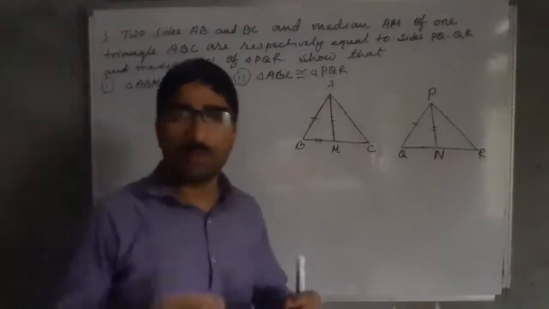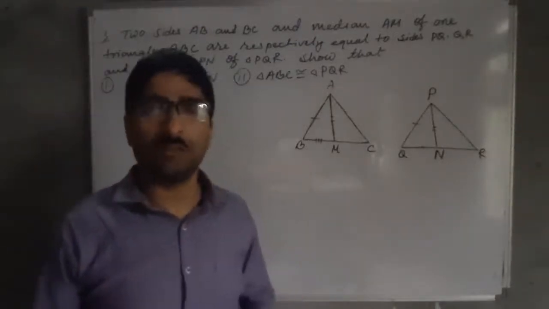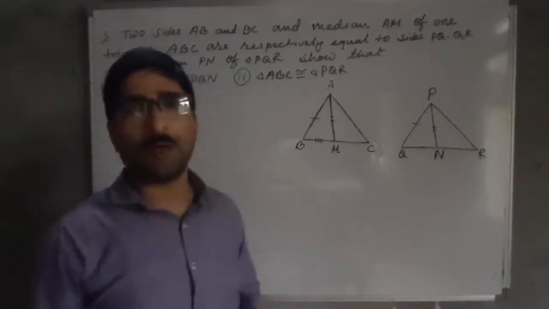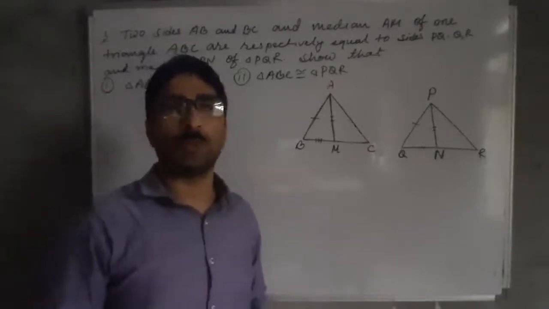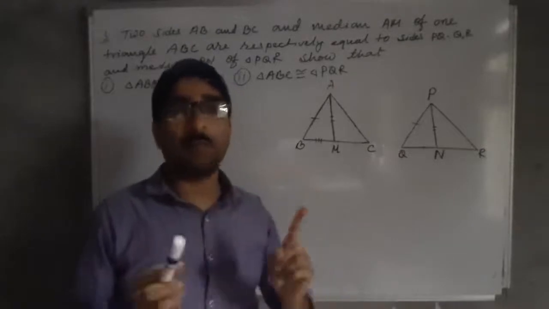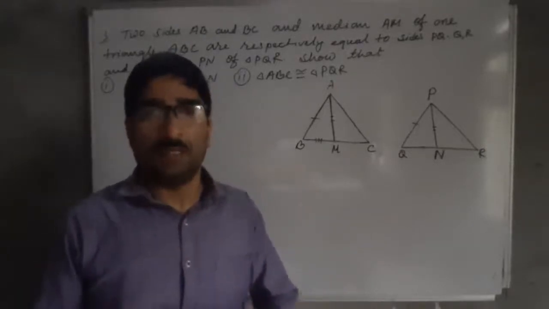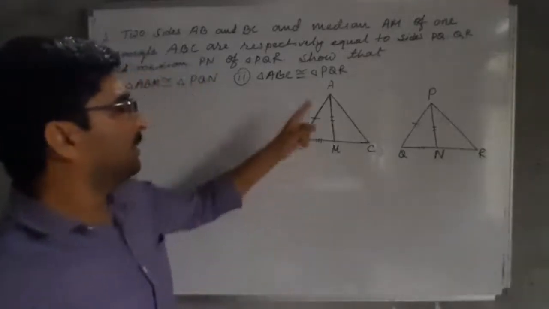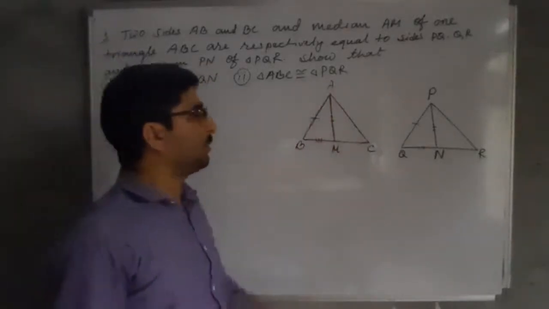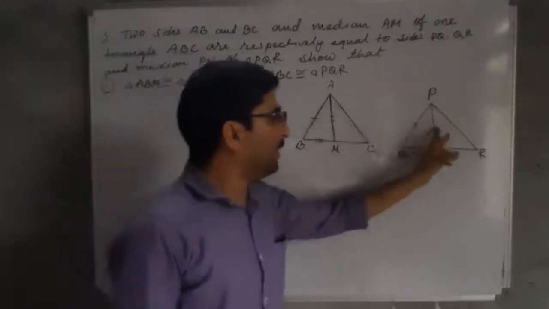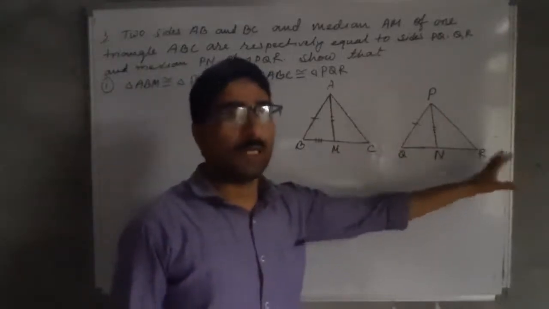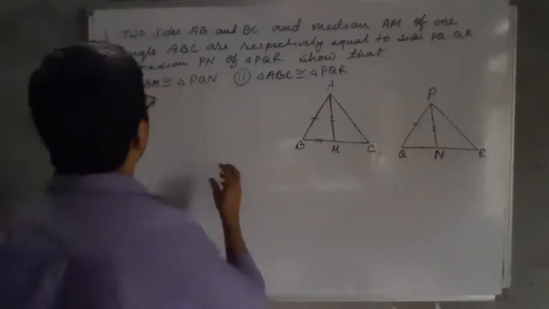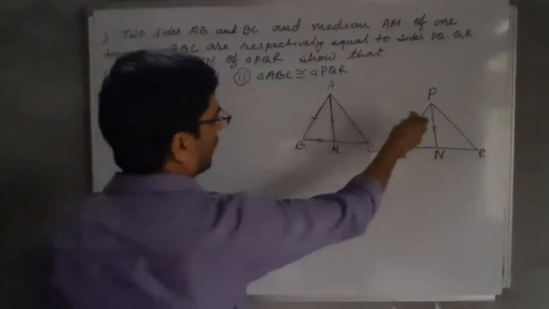So my dear friends, do you know what a median is? A median is the line segment drawn from the vertex to the midpoint of the opposite side. That means the median bisects the opposite side. Always, the median bisects the opposite side. That means this AM bisects BC because AM is a median. Then PN bisects QR. We have to prove first the two triangles, that is triangle ABM congruent to triangle PQN.